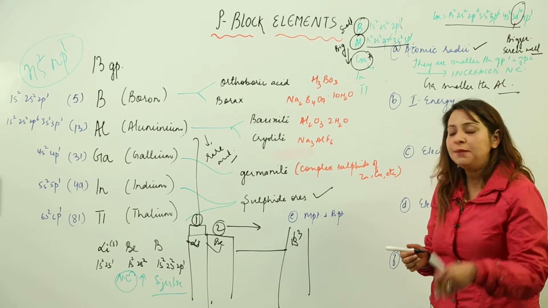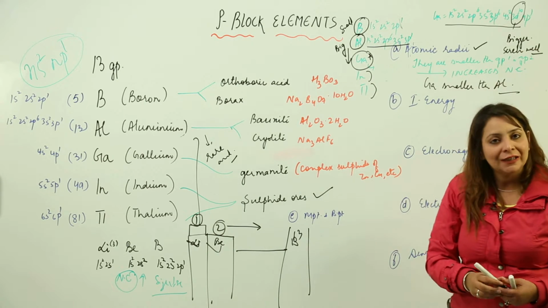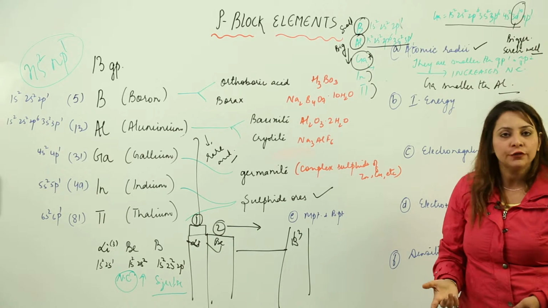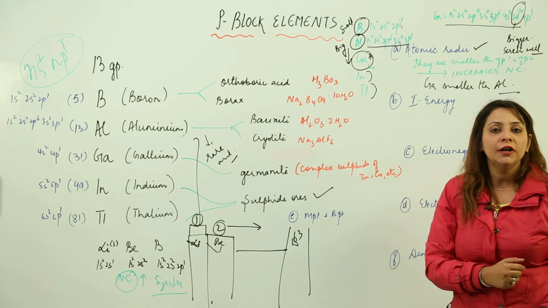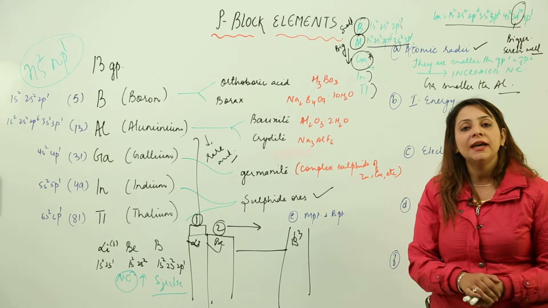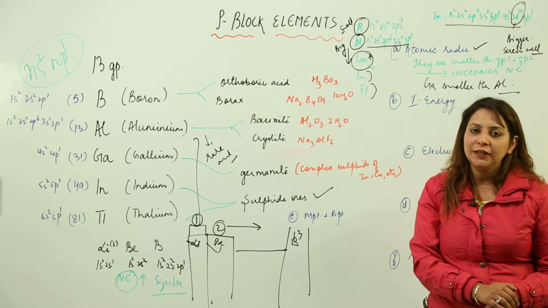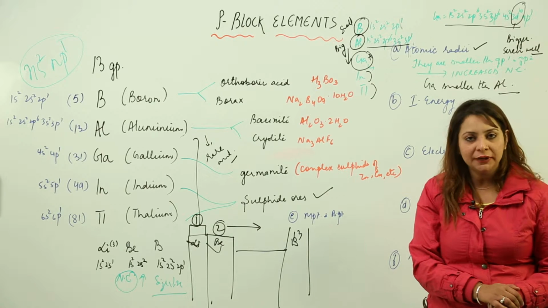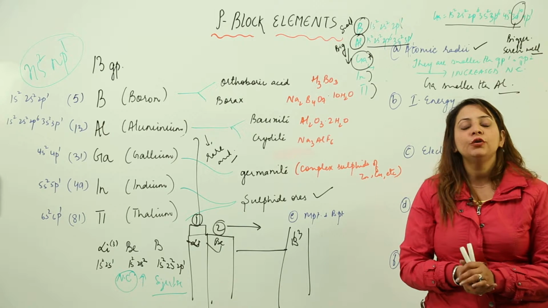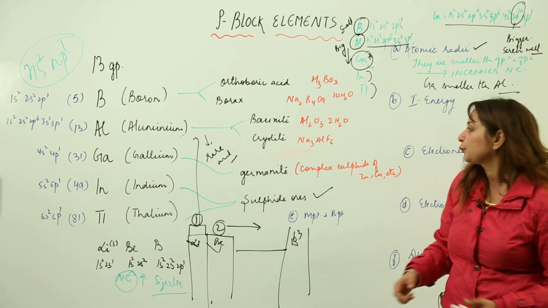But the trend follows the same manner as we move down: indium is bigger than gallium and thallium is bigger than indium, due to the increase in the number of shells. So if you look at the atomic and ionic radii, one exception comes into notice: gallium, which should be bigger, is smaller than aluminium due to filling of electrons in the d orbital, which cannot screen well, so the nuclear charge increases and size decreases. But the same trend follows as we move down.